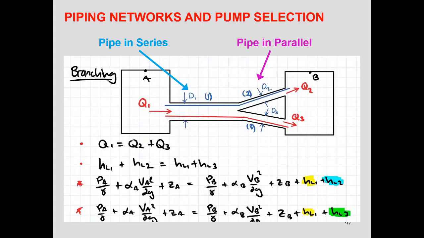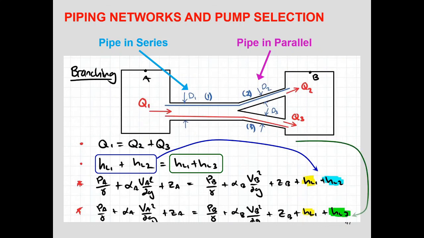Okay, the last topic is the piping network. How about if the pipes are not in series but in parallel? For this case, the flow is assumed to go in both pipes, and the losses for both pipes are the same.